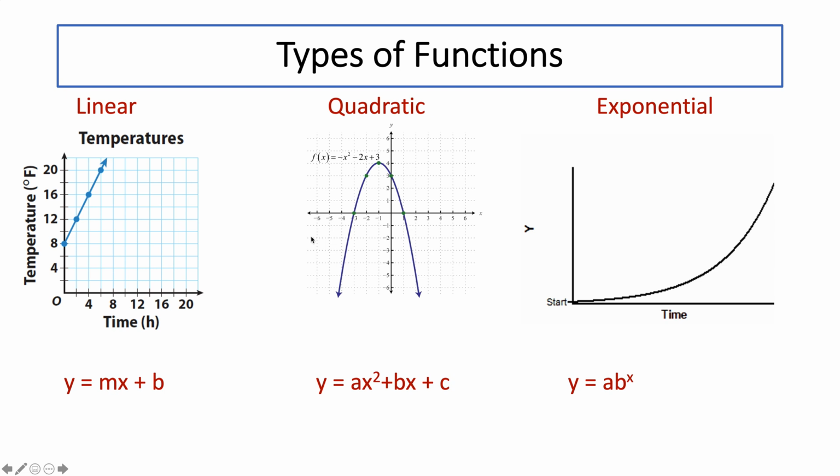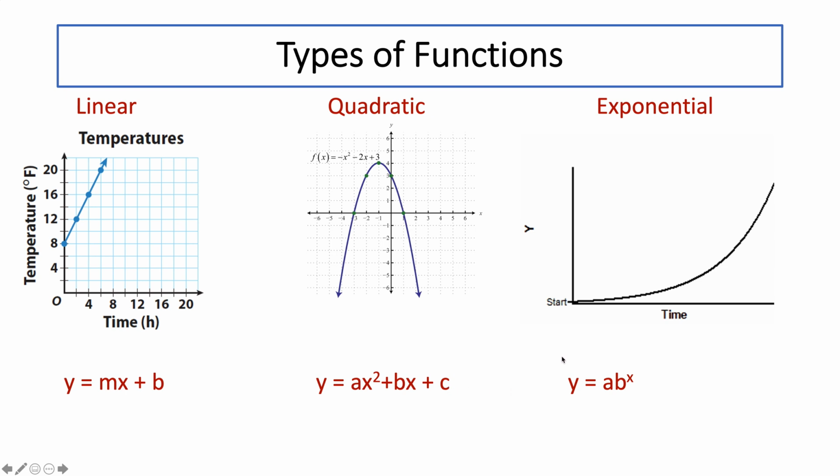A quadratic function looks like a U, a gentle turn at the bottom. Quadratic functions can face down, as this one does, or they can face up. They're both quadratic. As long as it's shaped like a symmetric U, it is a quadratic function. And our general quadratic equation is y equals ax squared plus bx plus c.